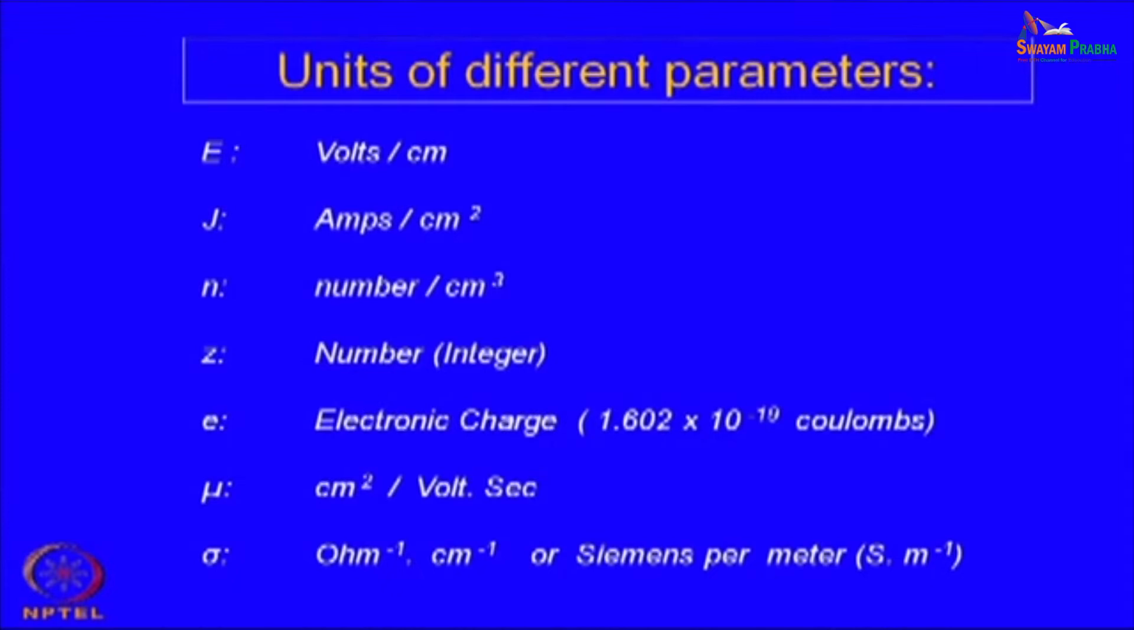Mu, an important parameter for conductivity of many solids or charge carriers, basically the mobility of the charge carriers, is centimeter square per volt second, and sigma, the conductivity, is ohm inverse centimeter inverse, or Siemens per meter. Ohm inverse becomes actually Siemens. And if you talk about resistivity, the inverse of which is not listed here, resistivity, that is 1 over sigma, that is rho, rho is ohm centimeter or ohm meter.